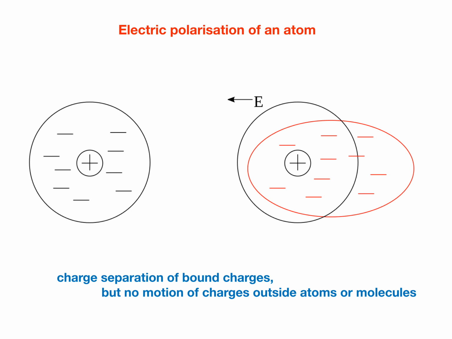The polarization effect is illustrated here microscopically for a single atom. As soon as the electric field E is applied, pointing to the left, the negative electron clouds tend to the right, so that a charge separation of bound charges occurs. However, since these charges are still bound to the atom, they cannot move away, and no motion of charges occurs outside atoms or molecules. The result is a microscopic dipole that aligns itself with the external electric field E.